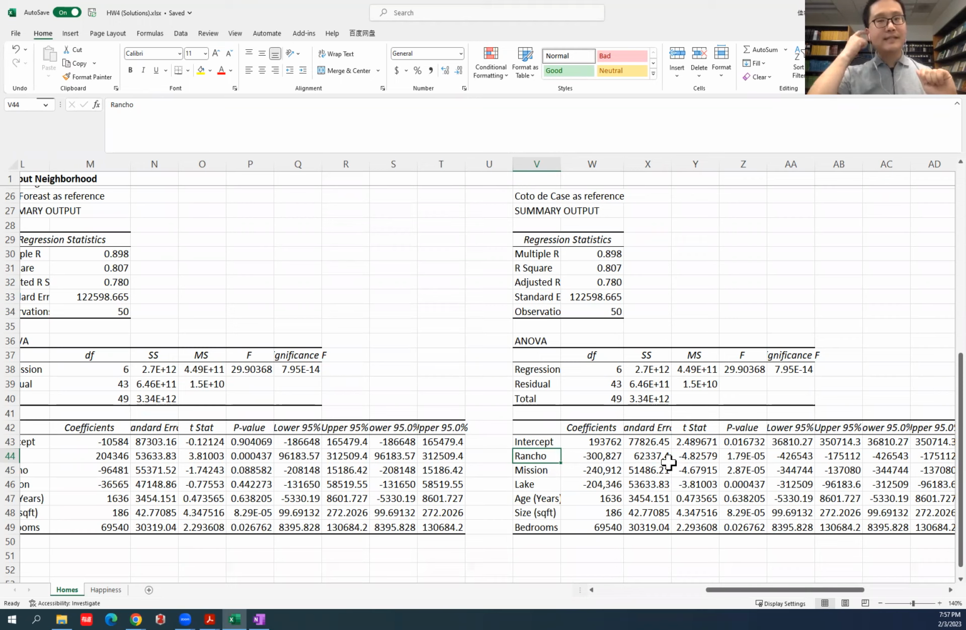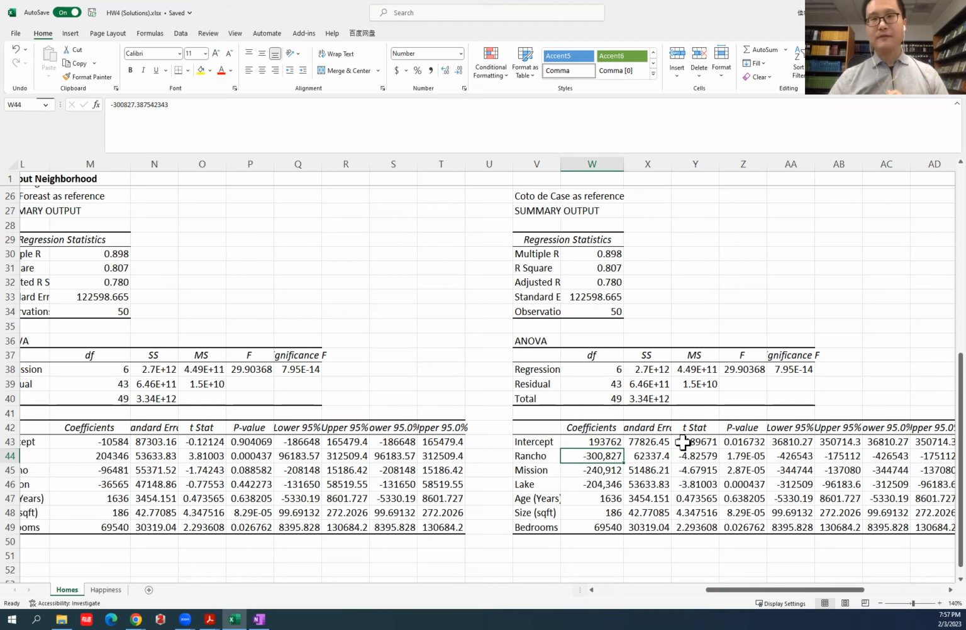That means when interpreting the coefficient, we also do the same thing. This coefficient is about 300,000. What's the difference? It's the estimated difference, when holding other variables constant, between a house value in the city of Rancho Santa Margarita and one in the reference category, that's Cota de Casa.